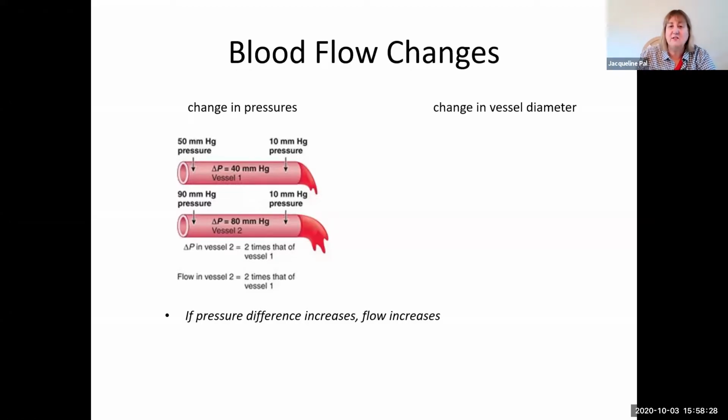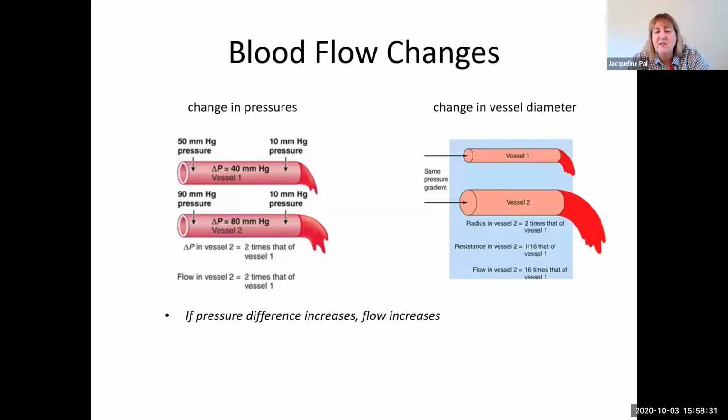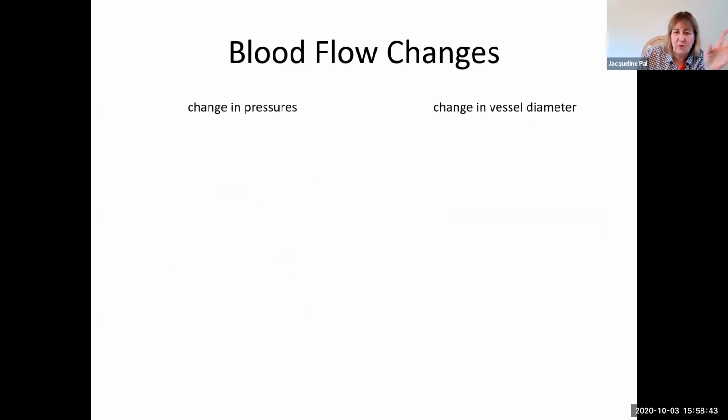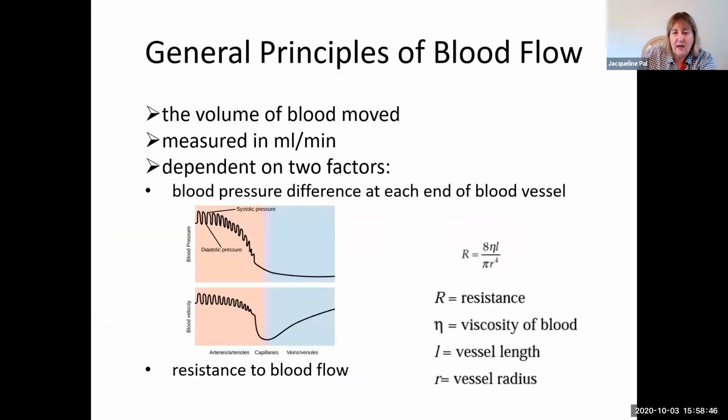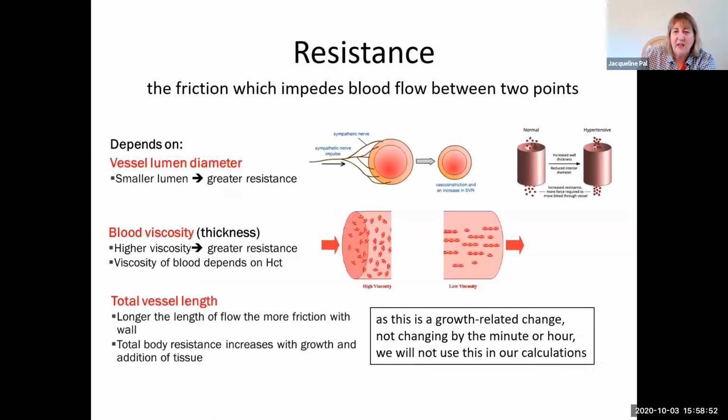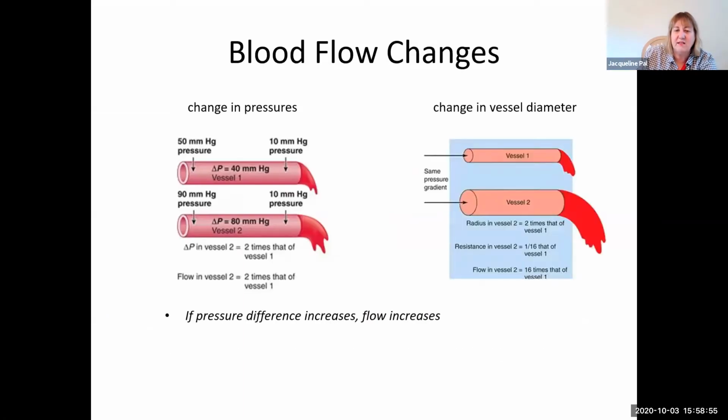So now let's look at vessel diameter. In this one, between vessel 1 and vessel 2, we have doubled the radius. If you go back to that initial equation way back here, you can see the radius is to the power of 4. And that is how I can make the statement that by doubling the radius, the resistance changes by 1/16, so the flow increases by 16.